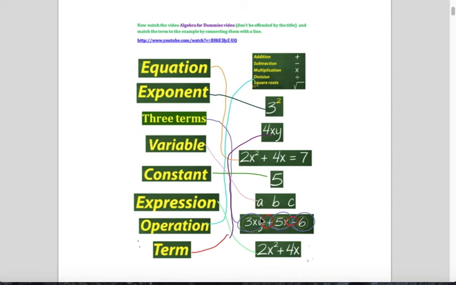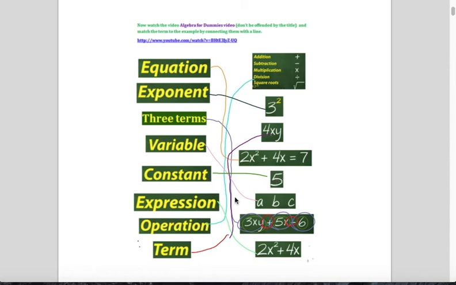Terms must be separated by addition and subtraction signs. It could just be a separate one, like you could just have 3xy. That's still a term. It doesn't have to have other things after it. Variable: lots of examples of variables, but specifically I was thinking of, for example, A, then B, then C. They're examples of variables. A constant is a term that contains no variable. So just 5. It's not a coefficient because it's not multiplied by a variable.